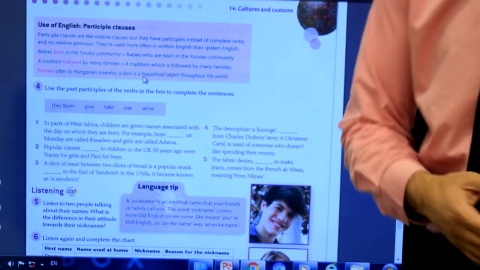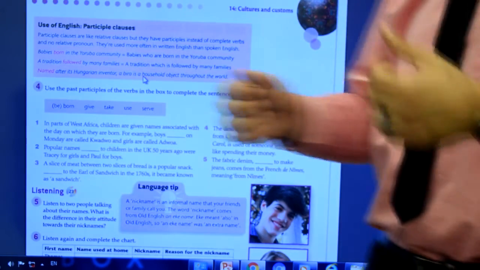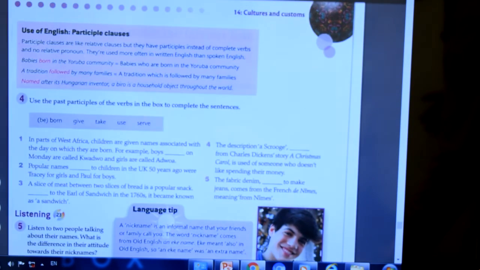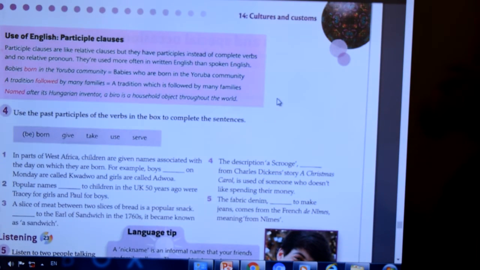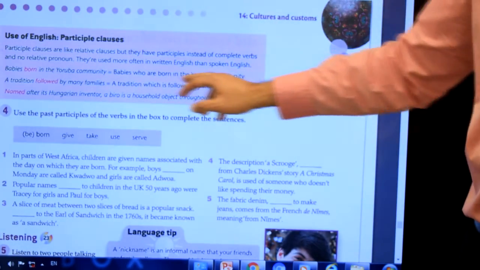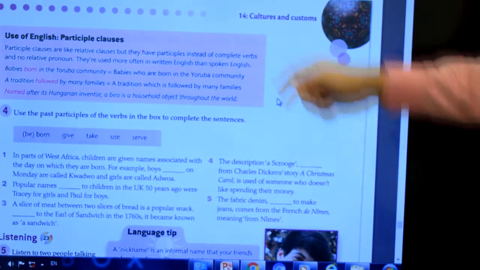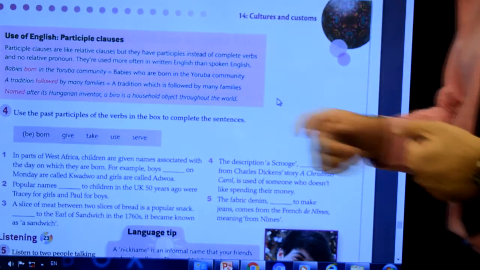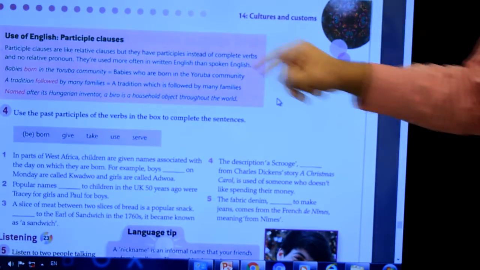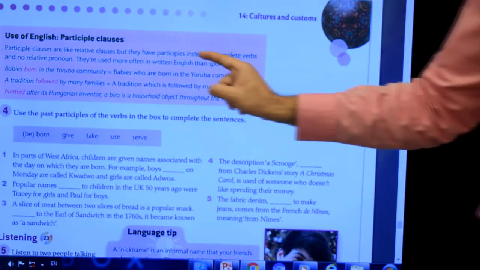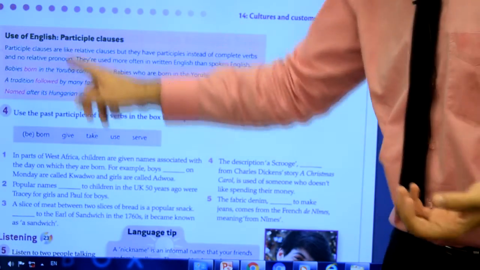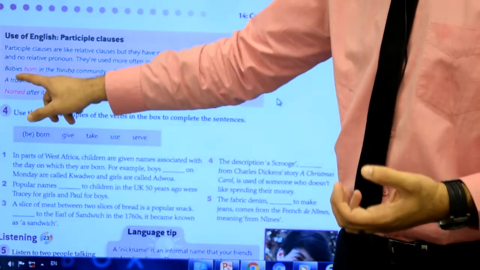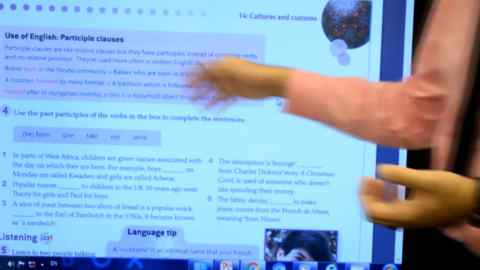Now, getting back to the use of English part, which is something we talked about before. If you remember this sentence, babies who are born in the Yoruba community. We call this a relative clause, who are born. Now, imagine that you omit who, and consequently, you are going to omit are. So we will say, babies born in the Yoruba community. Does it make sense? Yes, and this is what I call a participle clause. This is born. I take this past participle form of the verb and I consider it a whole clause. So it becomes like that: babies born in the Yoruba community, and so on.